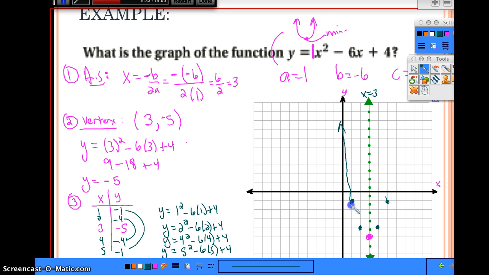When you sketch it, just try to be careful. Make sure when you come down here, don't make it a V. It's actually a U. You don't want it to look like absolute value when it's not. y is equal to x squared minus 6x plus 4. And there it is.